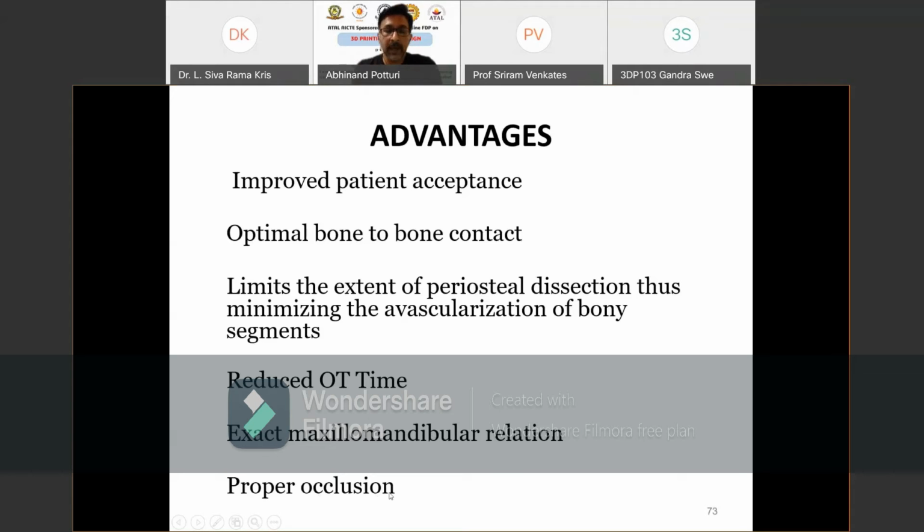Occlusion means that upper and lower teeth, the way they contact. Because of this, we'll know exactly how the upper and lower teeth can be brought into contact. Because if we don't have proper contact between your upper and lower teeth, however good your facial aesthetics are, you can't chew your food properly.